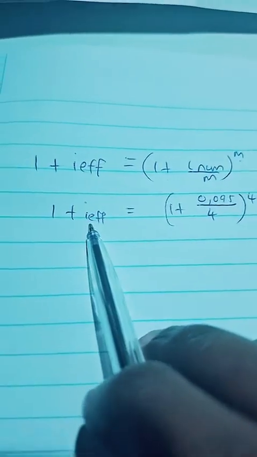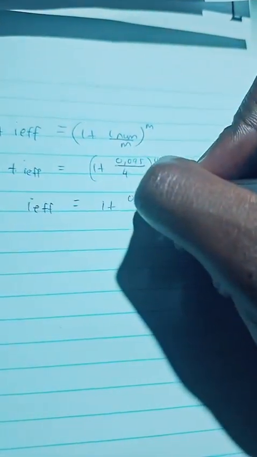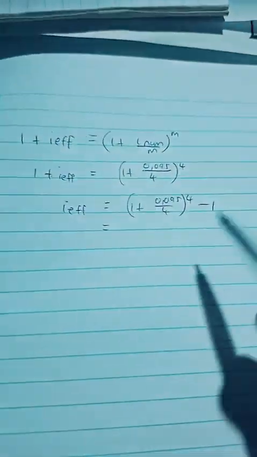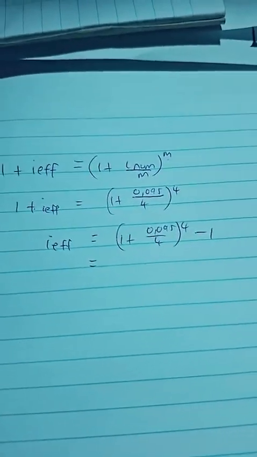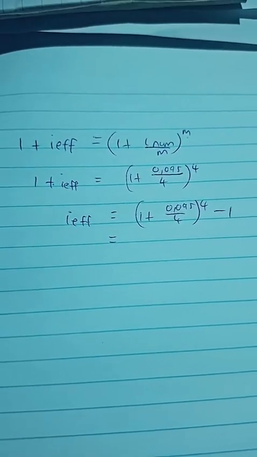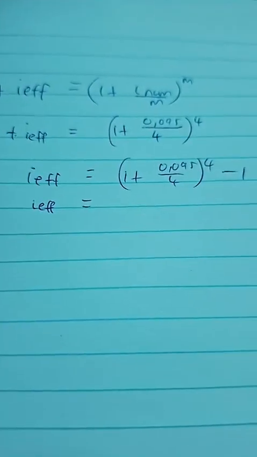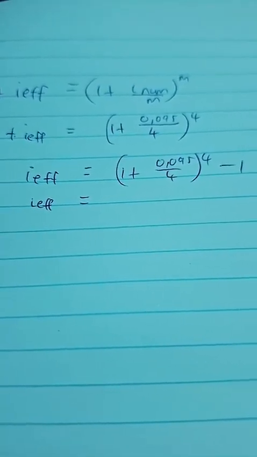Now we want to get the effective interest rate, so we need to isolate it, or make i effective the subject of the formula. To do that, i effective is equal to 1 plus 0.095 over 4, to the power 4, minus 1. You take your calculator and punch all of this in, all of it. Then tell me what you get as a decimal number, and please give me all the digits, because I want to do something after. Give me all of the digits that you see in your calculator, up until the end.